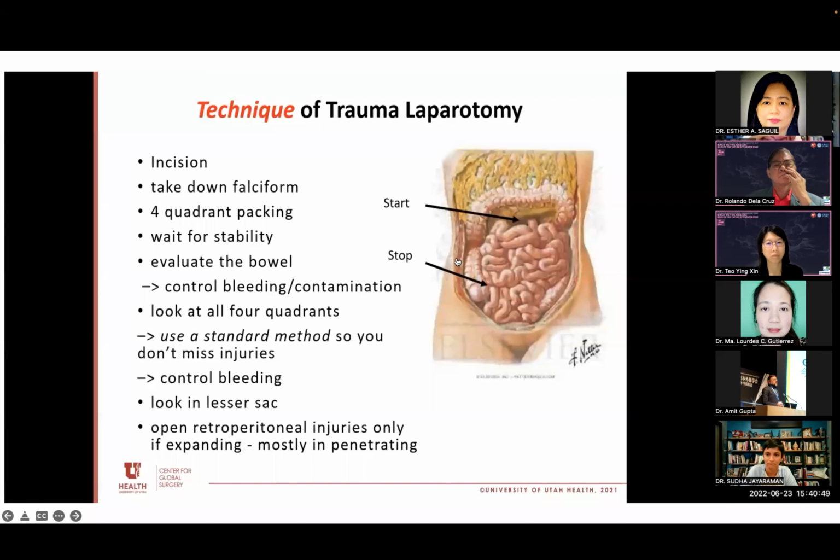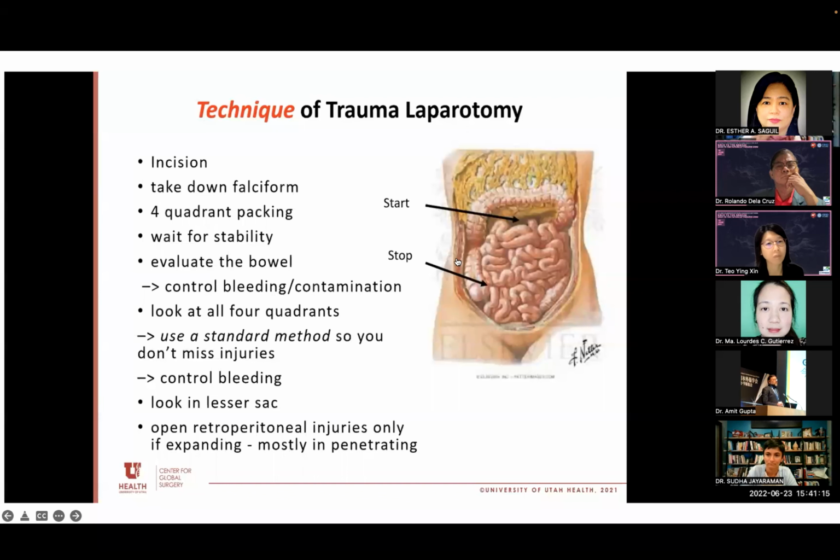And then take the falciform ligament down first. I use clamps and ties to take this down. Typically, I do this because when you retract the abdominal wall with a Richardson handheld retractor, it's very easy to avulse the falciform and tear the liver. And I don't want to cause an injury to the liver in an unstable trauma patient. So I start with that first.